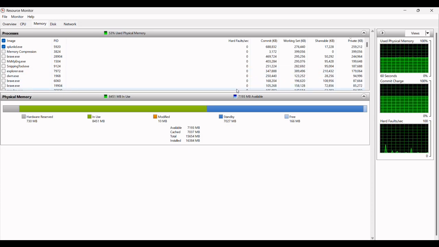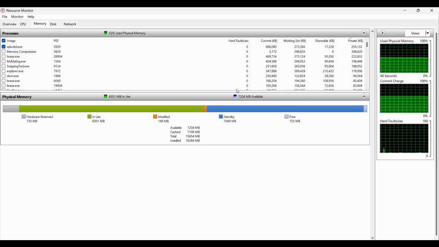Hard faults are one of the most important metrics here. A hard fault occurs when Windows cannot find required data in physical memory and must retrieve it from disk storage or the paging file. Since disk access is significantly slower than RAM access, excessive hard faults can reduce system performance. A small number of hard faults is completely normal. However, consistently high hard fault activity may indicate insufficient RAM or excessive memory usage.